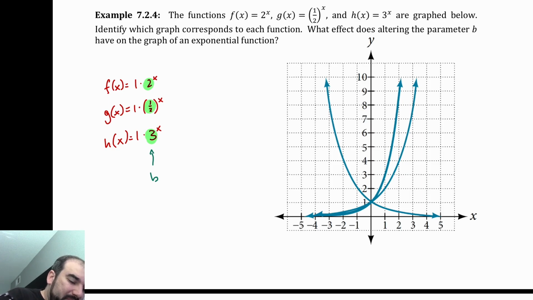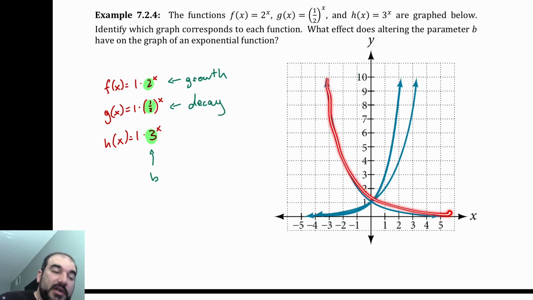The first one here, where b is equal to 2, is going to be a growth function. Right, so it's one of these two that are going up to the right. Those are the growth functions. If b is 1/2, that's certainly between 0 and 1, so this is going to be a decay function. And luckily there's only one of those in the picture, so I can identify it as g of x. Right, and then the last one has a b of 3. That's still greater than 1, which means that is another growth function.